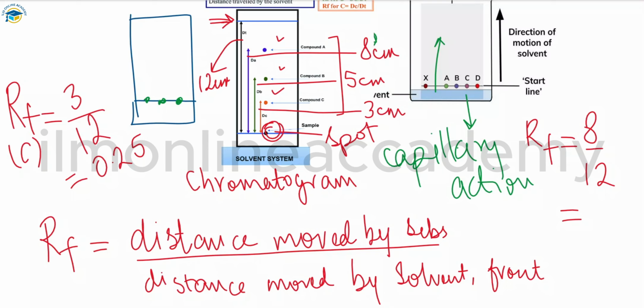And we have pigments that have different solubilities in the solvent, and the pigments have different degrees of attraction for the filter paper. The one which moves further away on the filter paper, as you can see here, is a spot or compound A, that will move further away from the other substances. The one with higher solubility will travel further than the others, which means that compound A has more solubility in the solvent as compared to compound B and compound C.